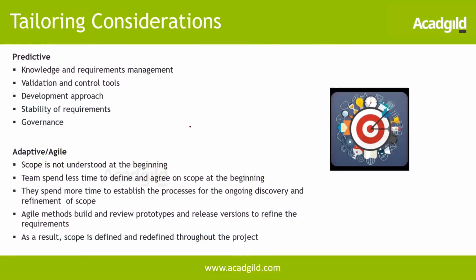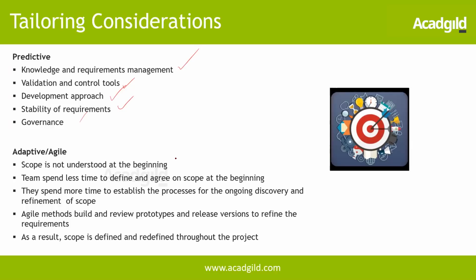In Agile, even if the scope is not complete, we can still go ahead and do the project, because it's more adaptive, and we call it progressive elaboration. So we can elaborate the scope progressively. In predictive, knowledge and requirements management is done upfront, and validation and control tools are all put in place. The development approach is clear, the stability of requirements is clear, and the governance is clear, where it's completely plan driven.